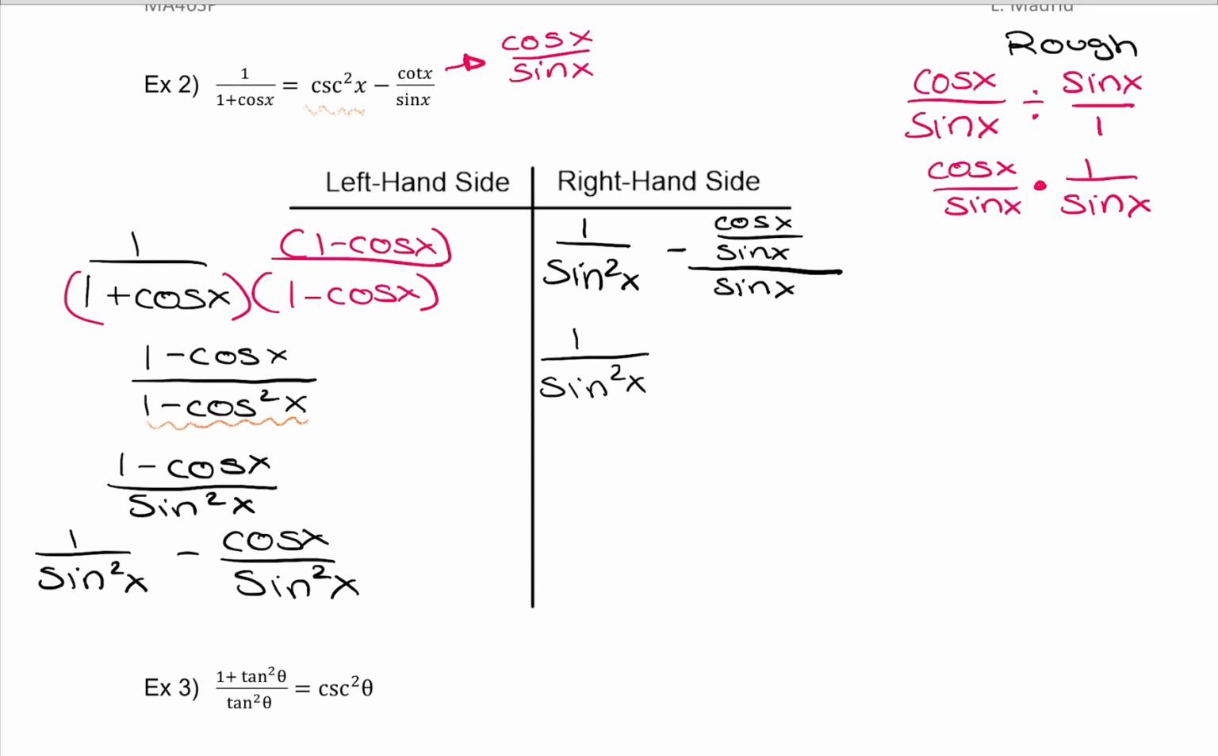So the 1 over sine squared x is not changing, minus this whole thing right here that I just worked off on the side with, becomes cos x over sine squared x. And you can do some of that work as well within your identity if you want, but you can see how it could get a little confusing. Once I've gotten to that point, I should recognize that I'm done. The left-hand side and the right-hand side are now identical.